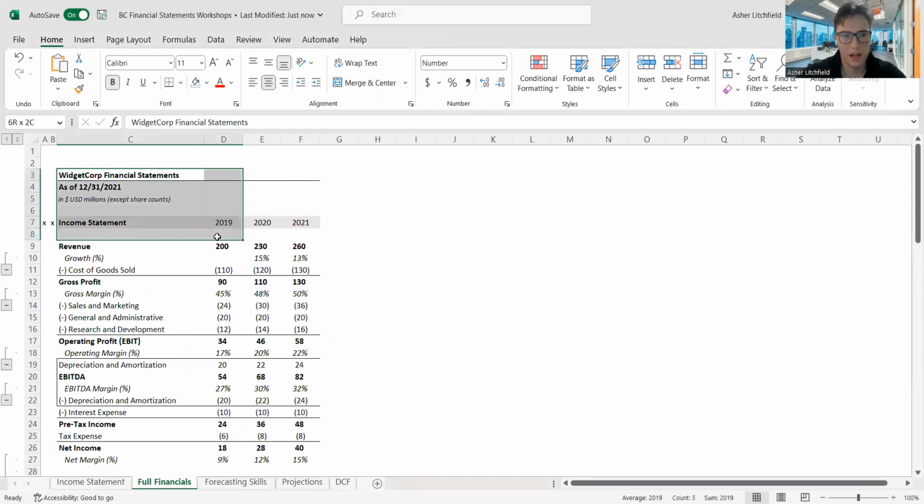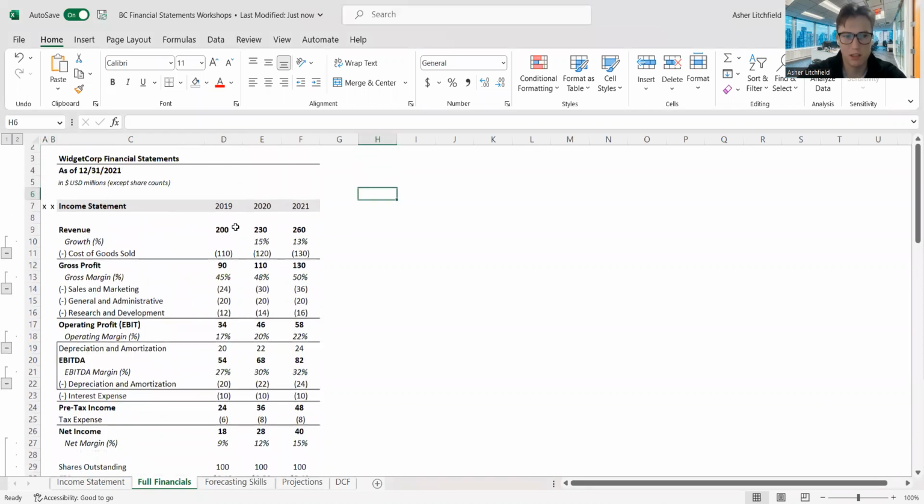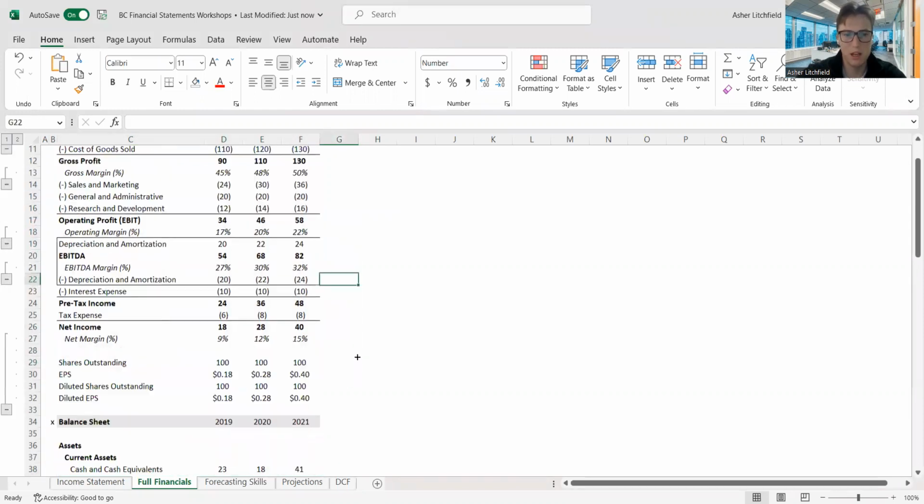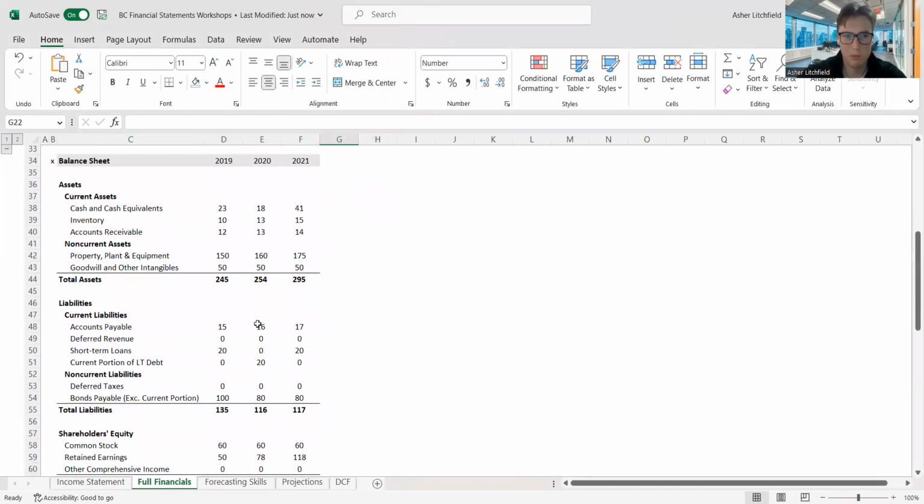Today we're going to be looking at Widget Corp's financial statements again. If you didn't watch the income statement training, I'd encourage you to go back and watch that one. But we have the income statement right here, exact same income statement. Today we're going to be looking at Widget Corp's balance sheet and talking about the key line items here.